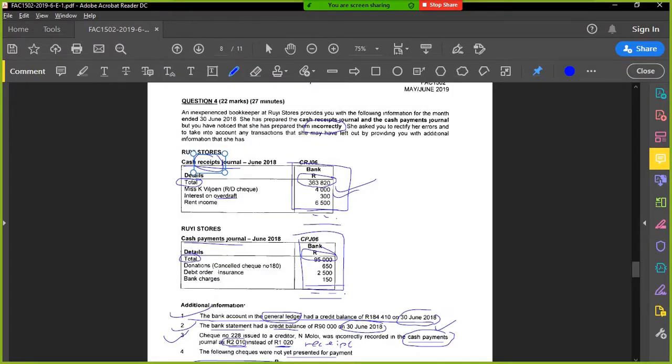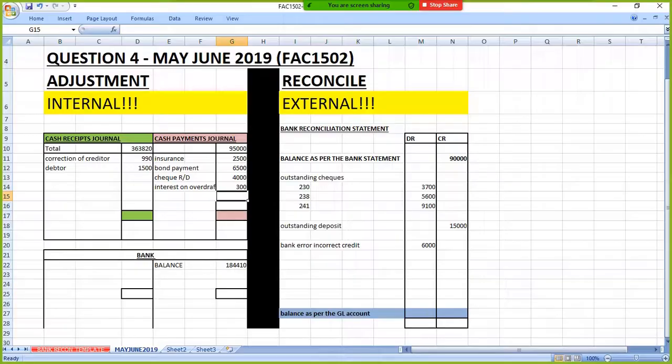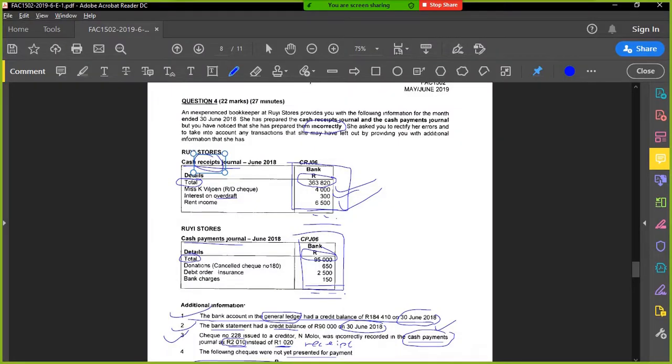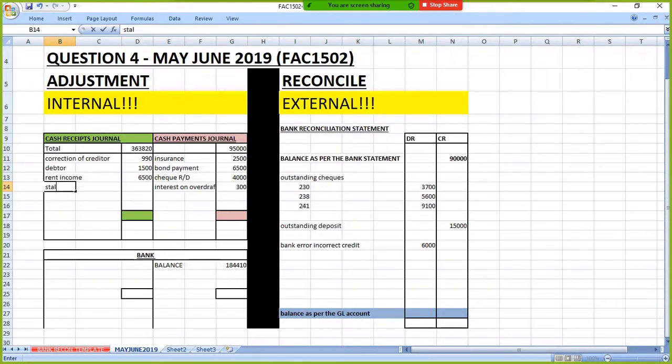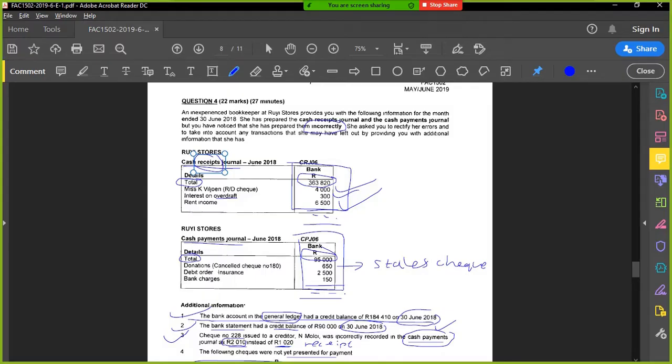Okay, next, rent income is income. Rent income is received. That one's correct. 6.5 will stay there. Next, okay, cash payments, donations, cancel check. Where do you show cancelled checks? Cancelled checks are stale checks. Where do stale checks go? In the receipt. Good. Stale check, 650. Cancel, stale check, same thing. The process is the same. You're cancelling the check because it's stale. What is that amount? 650.